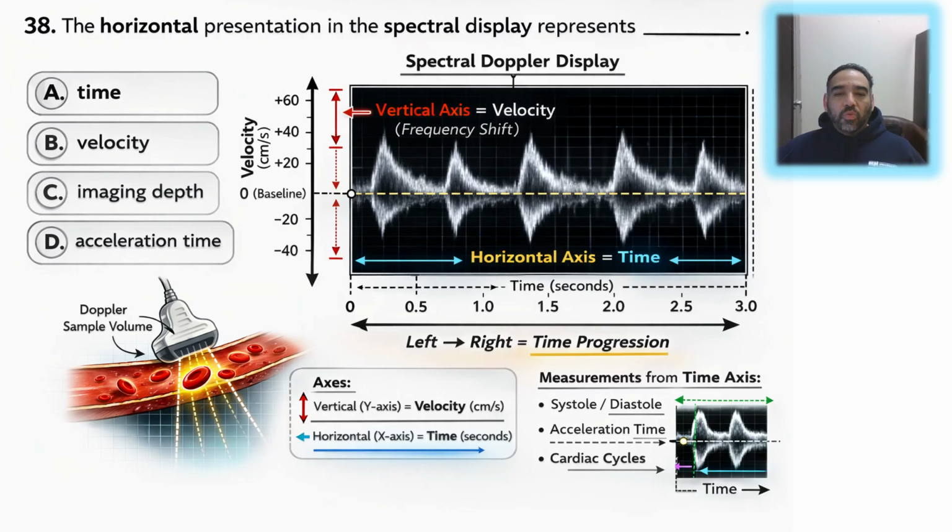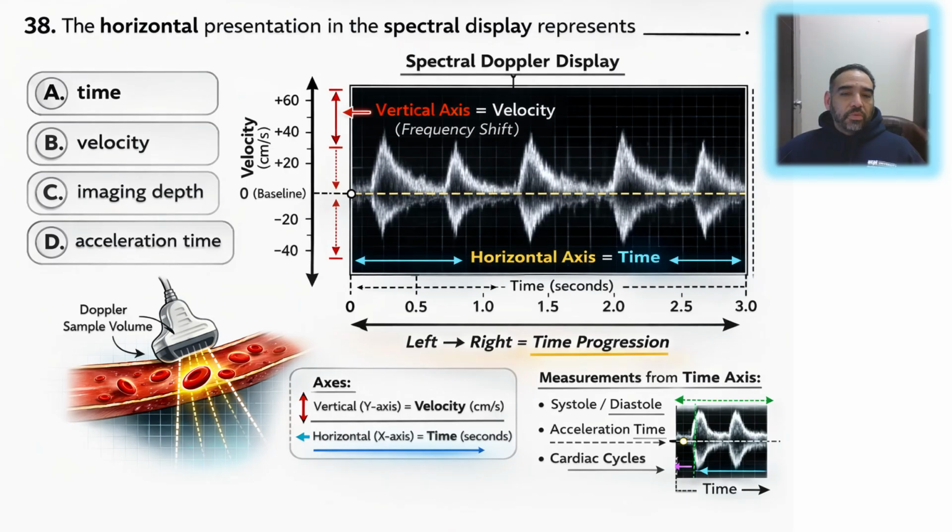The vertical axis, the y-axis, is equivalent to velocity or the frequency shift. So as the tracing moves from left to right, you're watching blood flow change over time. That's why you can measure systole, diastole, acceleration time, cardiac cycles, because the horizontal direction represents time progression. Now let's look at the other ones and see why they're wrong.